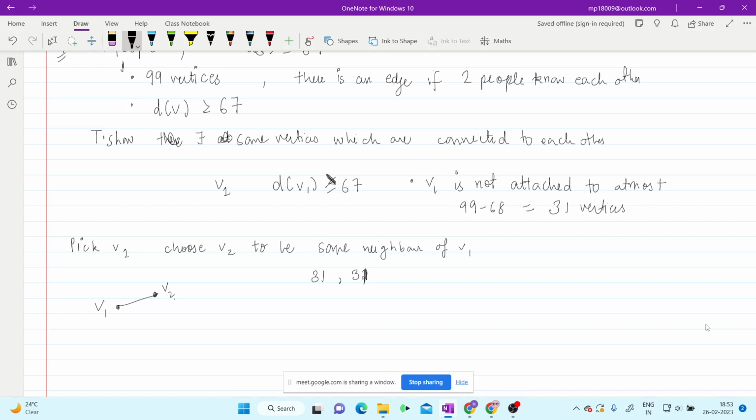So V1, V2 will have at least one common neighbor. V1 is not attached to at most 31 members, say W1 to W31, and similarly V2 is not attached to say U1 to U31. So if we look at the total 99 vertices, if we remove V1, V2, and these 62 vertices, which is the maximum possible, so total vertices minus V1 minus V2 minus these 62 vertices. We see that 99 minus 64 is still greater than 0. So we can choose a V3.